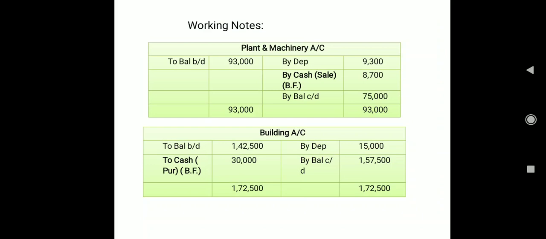Thousand. Okay, and similarly the closing balance is 75,000, that is by balance c/d. And from the additional information we had the information that depreciation charged on plant and machinery is rupees 9,300. So we are going to post it by depreciation 9,300, and nothing else is there. Only three pieces of information were given in the question: your opening balance, closing balance, and depreciation.